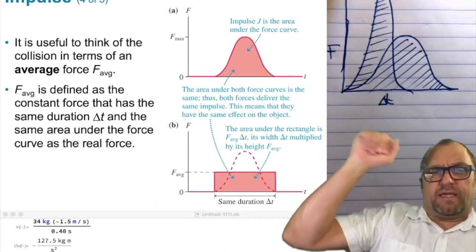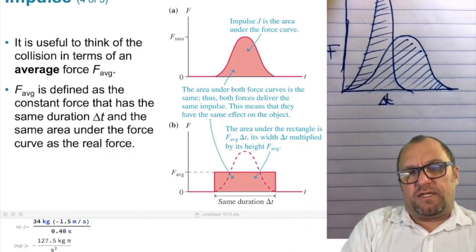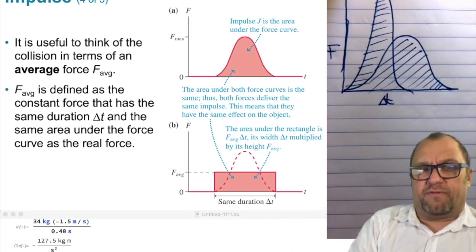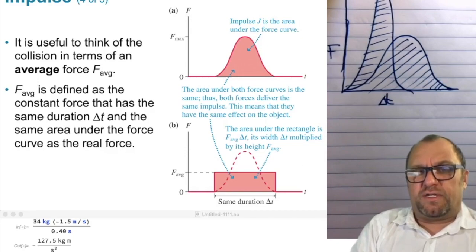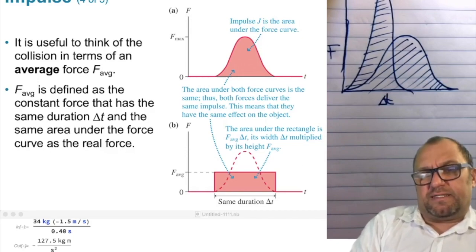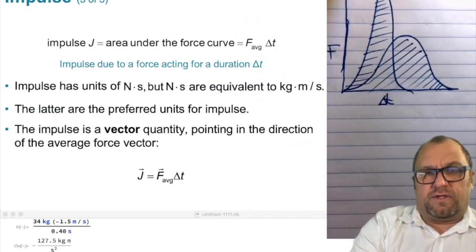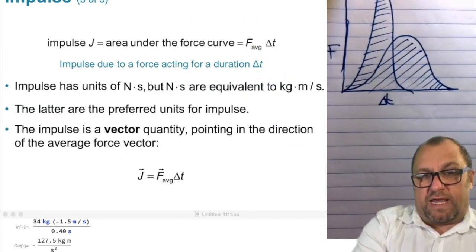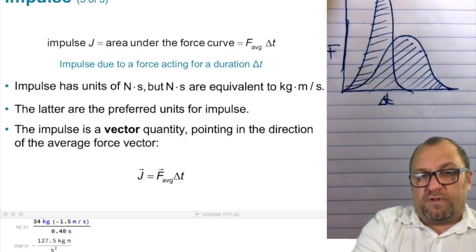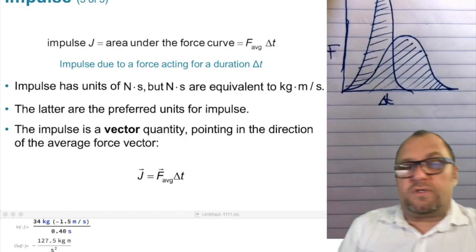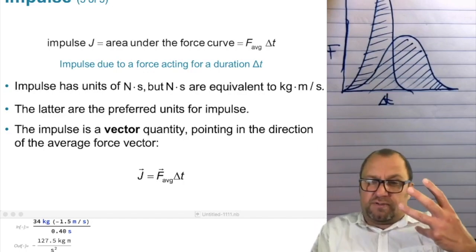It's useful to think of the collision times in terms of the average force. The average force is defined as a constant force that has the same duration delta t and the same area under the curve. So impulse J, we always use J for impulse, is the area under the curve. Impulse is due to a force acting for a duration of delta t.